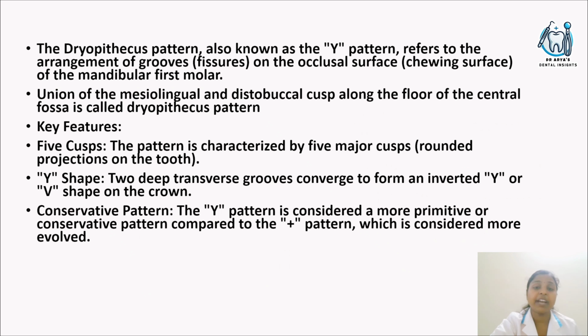So what is the Y pattern? Dryopithecus pattern. It refers to arrangement of grooves on the occlusal surface, that is chewing surface of the mandibular first molar. That is the Dryopithecus pattern or Y pattern. Here, union of mesiolingual and distobuccal cusp along the floor of central fossa is called Dryopithecus pattern. And the key features are 5 major cusps, Y shape, 2 deep transverse grooves converge to form inverted Y or V shape on the crown. The Y pattern is considered more primitive or conservative compared to the plus pattern, which is considered more evolved.